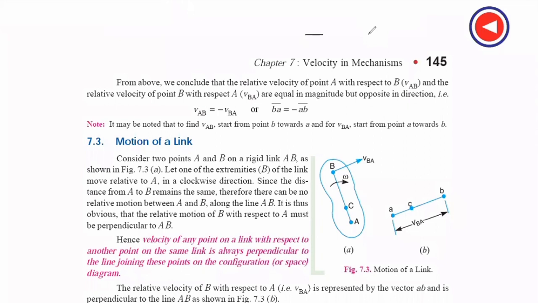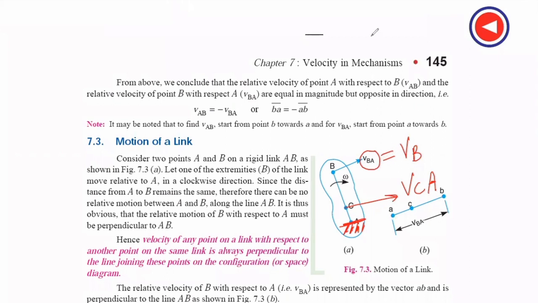So motion of the link, this thing I already told you. This is VBA, and omega is the angular velocity. As many points as are there, suppose the C point is there, then it will become VCA. That is written as VBA, velocity of B with respect to point A. Suppose point A has been kept as fixed, then we can call that VBA is VB. That is known as absolute velocity, because the A point is fixed.